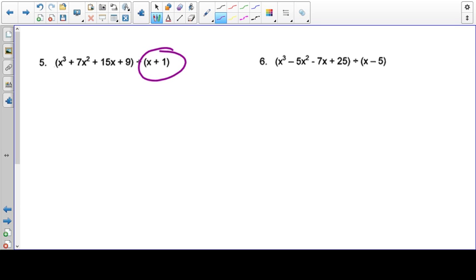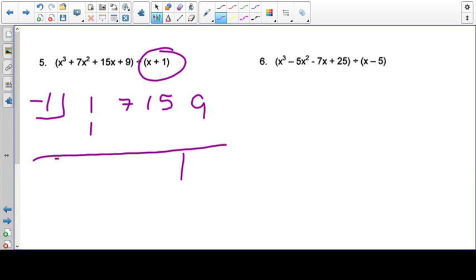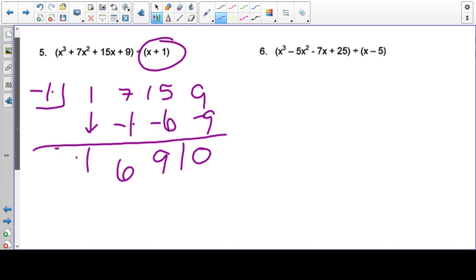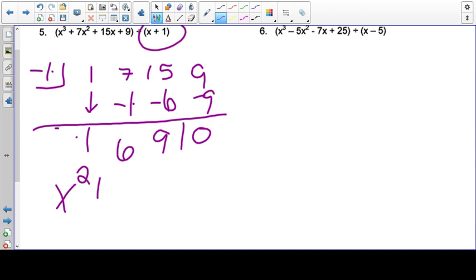Okay, I'm going to divide by negative 1. So I have 1, 7, 15, and 9. Bring down that 1. 1 times negative 1 is negative 1. 7 minus 1 is 6. 6 times negative 1 is negative 6. 15 minus 6 is 9. 9 times negative 1 is negative 9. 9 minus 9 is 0. I have x squared plus 6x plus 9.